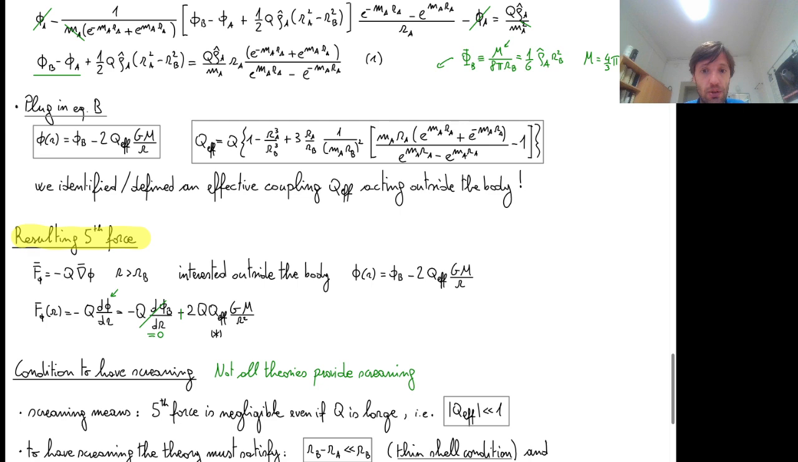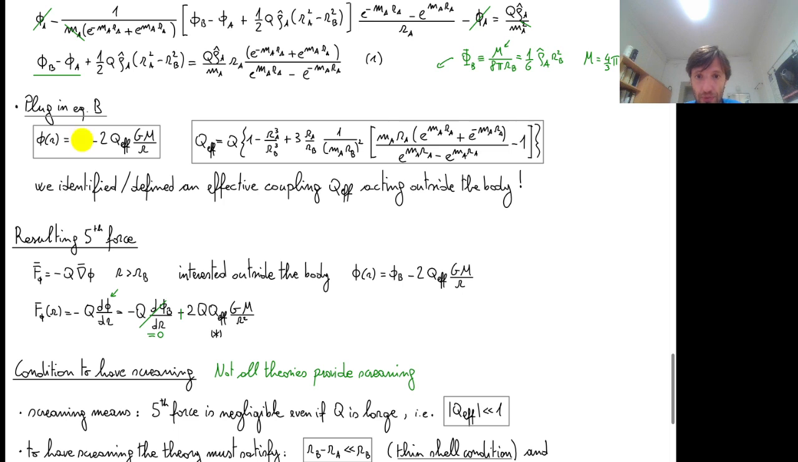And therefore, let's look at the fifth force. Remember, in the previous video, I showed you how to derive the fifth force, which is just given by the gradient of the potential where the Q factor, the coupling, comes into play. In this case, the field phi is given by the expression that we derived, the expression which is valid outside the body. Therefore, we just plug our expression for the field phi here. And that's what we get.